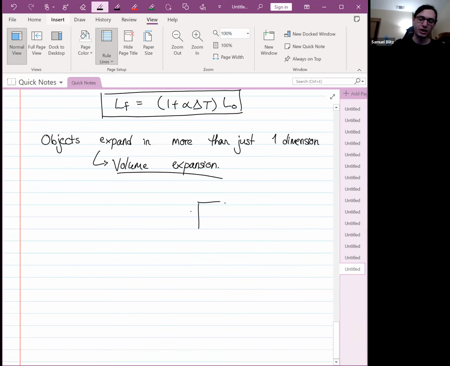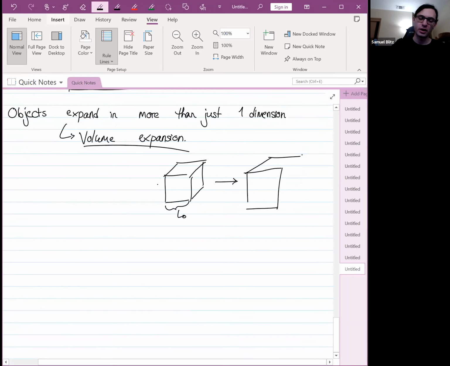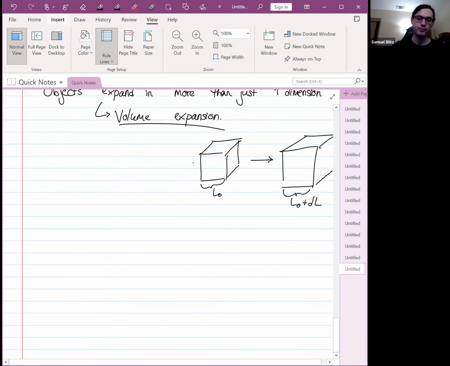So the picture here is you have a cube, say. This is how we're going to model it. And you increase the temperature. Let's say the side of our cube is L naught. You increase the temperature, and so all of the sides of the cube are going to get bigger. So this distance now might be L naught plus dl, let's say.